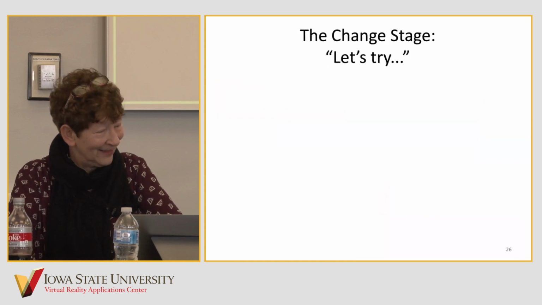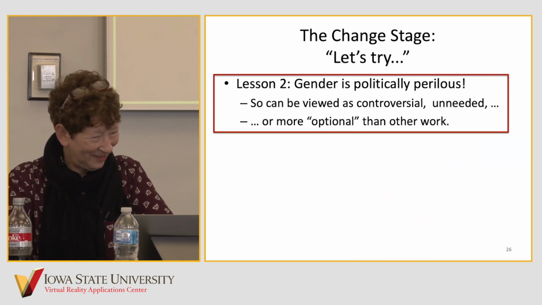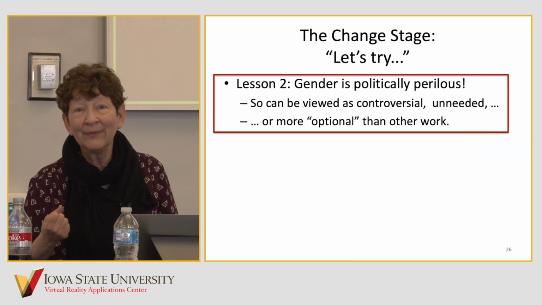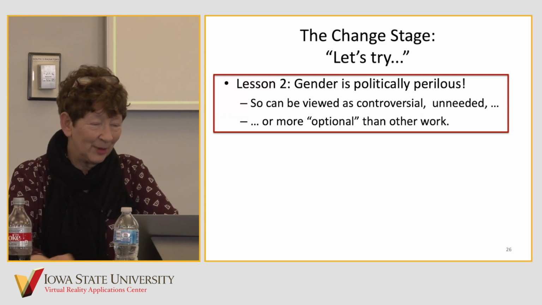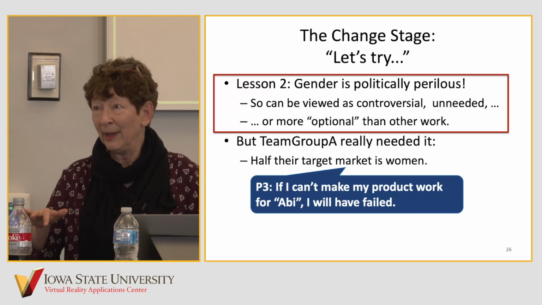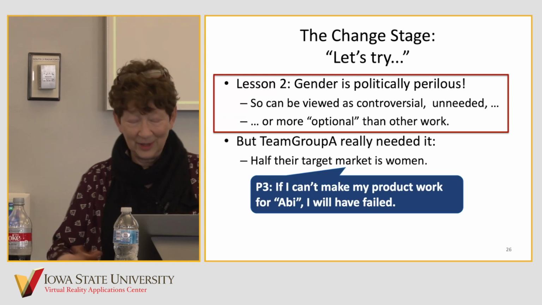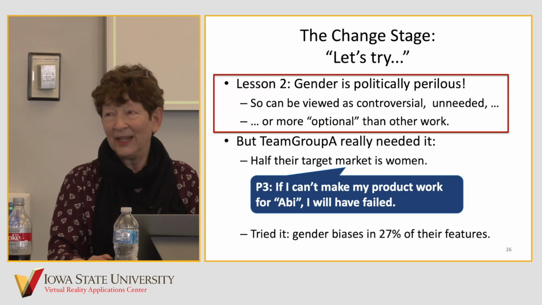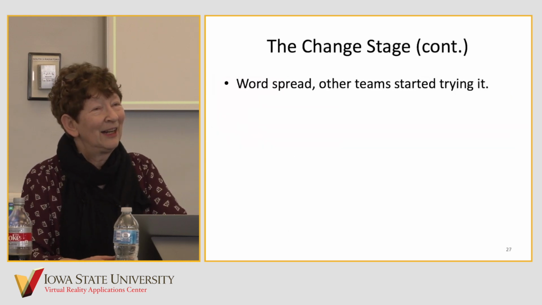So they did. And one of the lessons we learned, surprise, gender is politically perilous. Who knew? Trying to make software gender inclusive can be viewed as controversial, optional, unneeded, unwarranted. But there was one group of teams who said, I don't care what you say. Half of our target market is women for this product, and if I can't make my product work for Abby, I will have failed. And so they knew they had to do it, and they became the first group of teams to try it. And the first thing they did was found gender biases in 27% of their features, and those were the easy features. Then it got worse. But it was very effective for them.